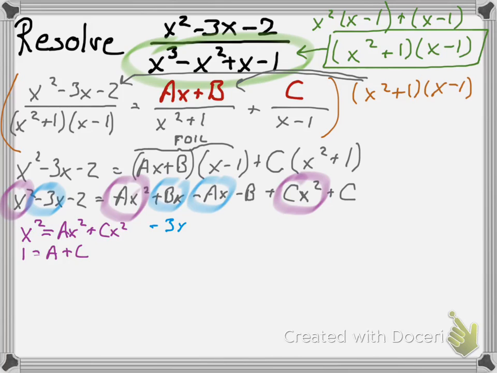We could do the same thing with the linear components. Negative 3x has to balance with bx minus a, so that means that b minus a has to equal negative 3. And we could do one last balanced portion, being the constants. Negative 2 would have to balance with that negative b plus c. Now at first this seems like a big old mess, but it's a 3 by 3 system with 3 variables.